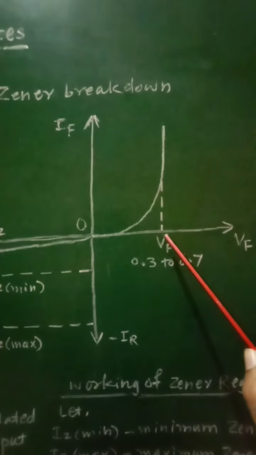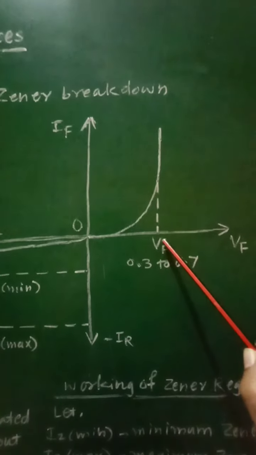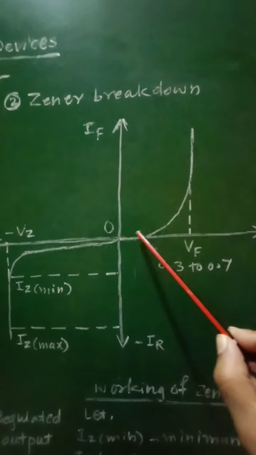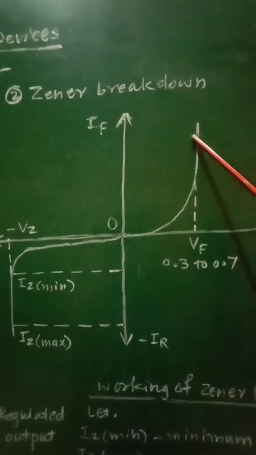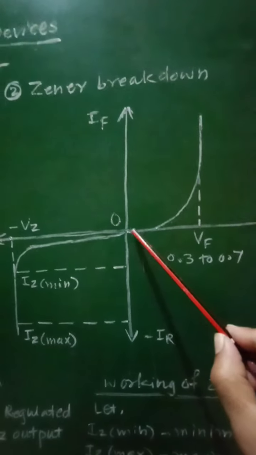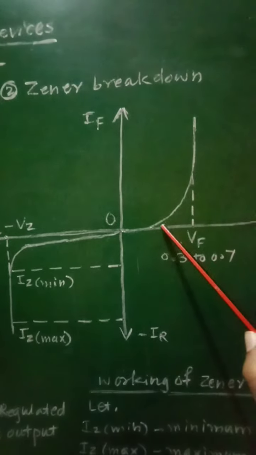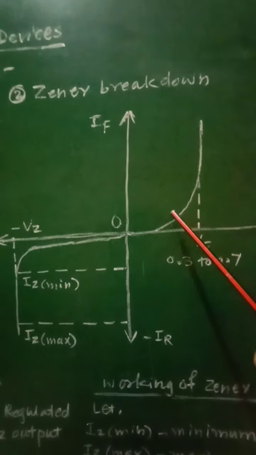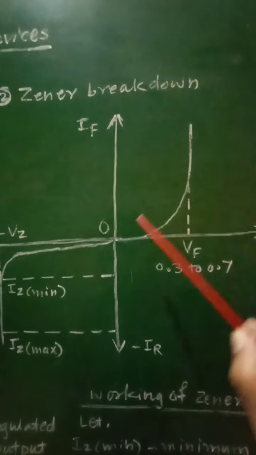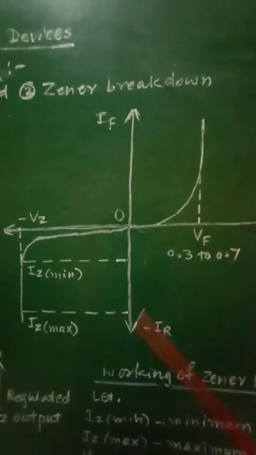That is, at this forward voltage VF, a large current will be set up in the diode, and therefore for an ordinary diode and a Zener diode in forward bias, the characteristics will be the same. So for the ordinary diode as well as for the Zener diode, the forward characteristics will be similar.